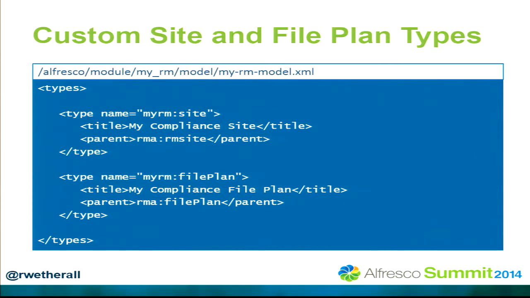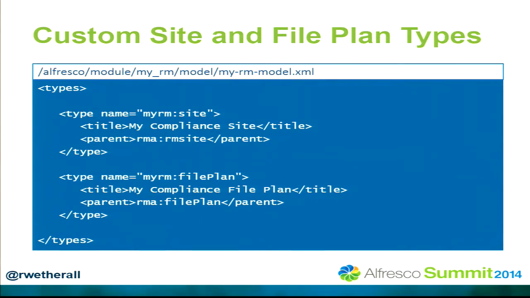Okay, what we're trying to do here is introduce two new types to a custom model. One is our custom RM site type, and one is our custom file plan type. Now there tends to be a one-to-one relationship between the two. We use the site as a convenient container for our file plan to live in, and then the file plan type itself is actually our filing cabinet, which will be contained within that site. And we'll see how we can relate the two in a minute.